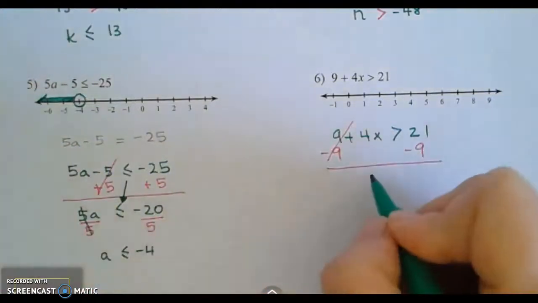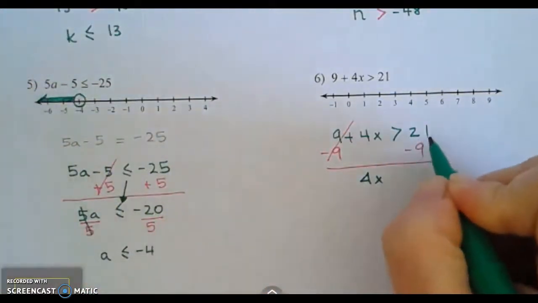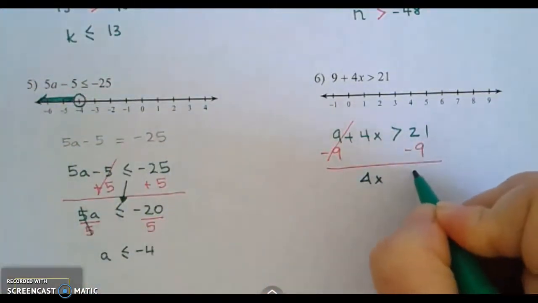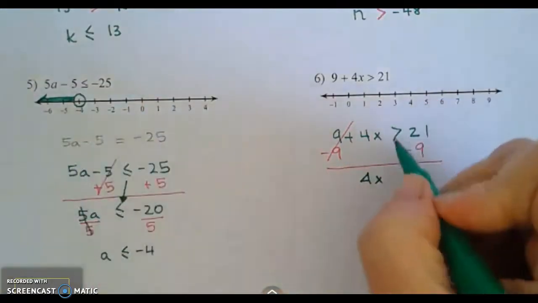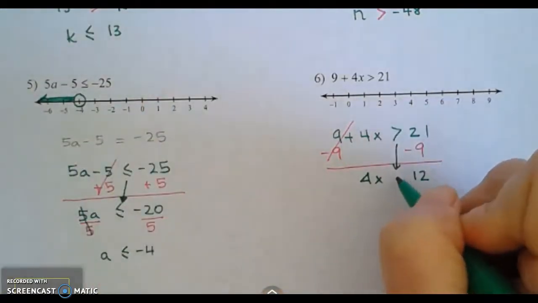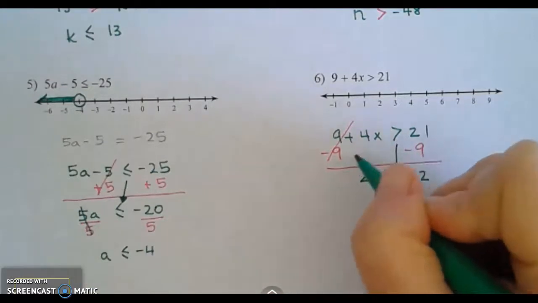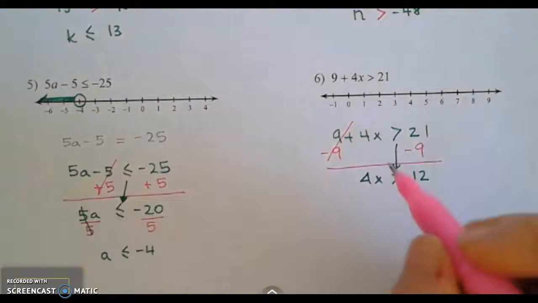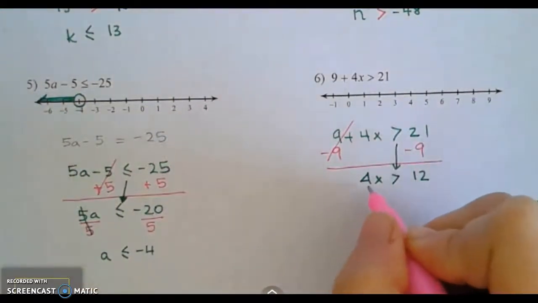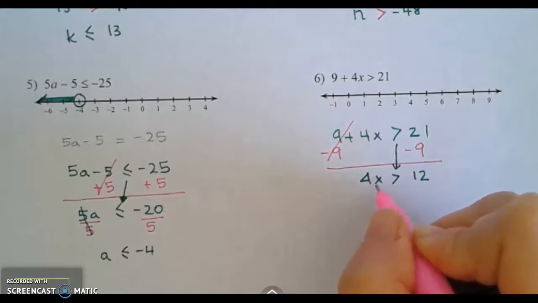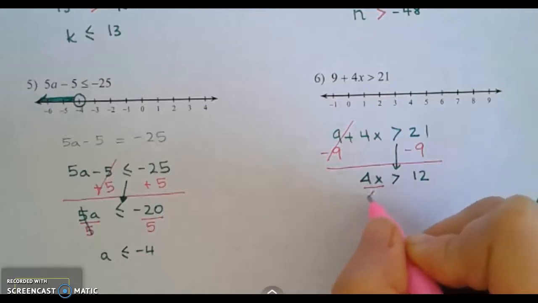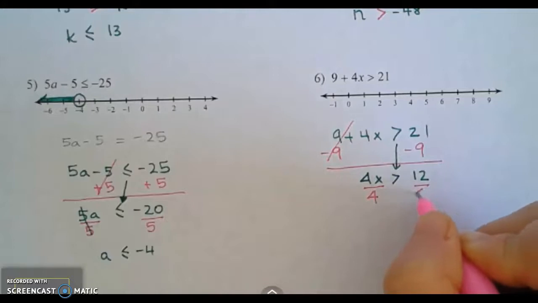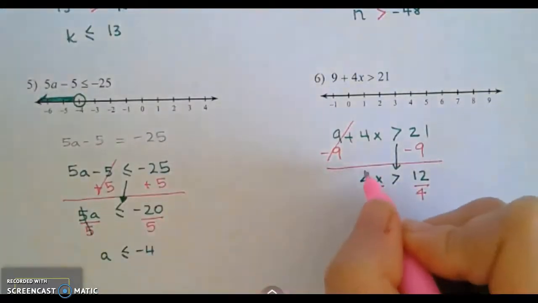That leaves me with 4x, and 21 minus 9 is 12. And the inequality symbol gets preserved because I am just subtracting a number to both sides. Now from here, 4x is greater than 12. I don't want 4x, I want just x, so I need to be undoing what 4 is doing, which is multiplying by 4. So I am going to divide both sides by 4.